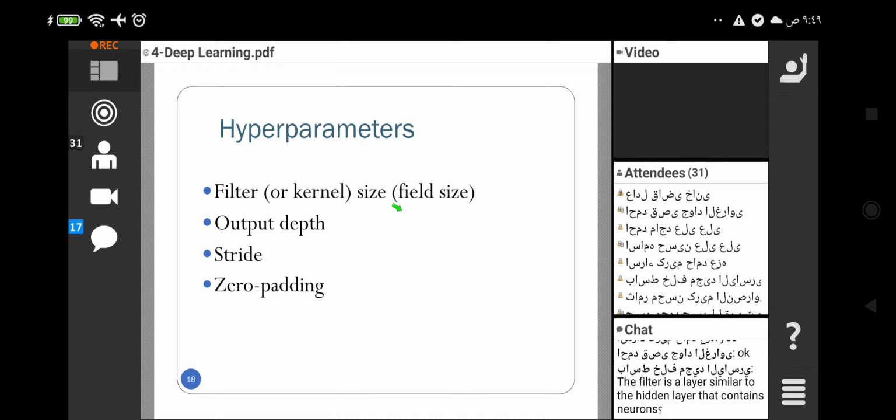No, the filter is not a layer. The filter is like a neuron, not a layer. The filter is like a neuron.